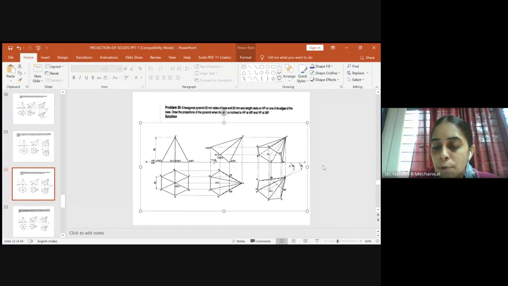So once you extend the projections, you have to start reading the locus. So now you see the locus of A is meeting A dash at this point. So this is our A dash. Then the locus of B is meeting B dash at this point. So this is our B dash. The locus of C is meeting C dash at this point. So this is our C dash. The locus of D is meeting D dash at this point. So this is our D dash. The locus of E is meeting E dash at this point. So this is our E dash. The locus of F is meeting F dash at this point. So this is our F dash. A dash we have shown. Right?